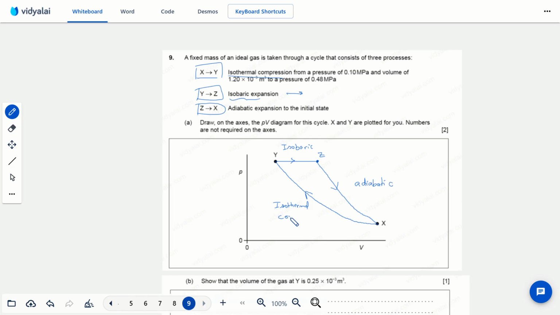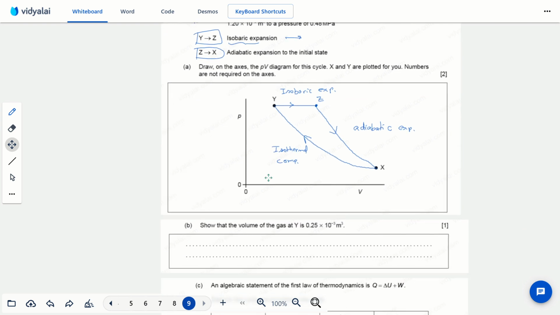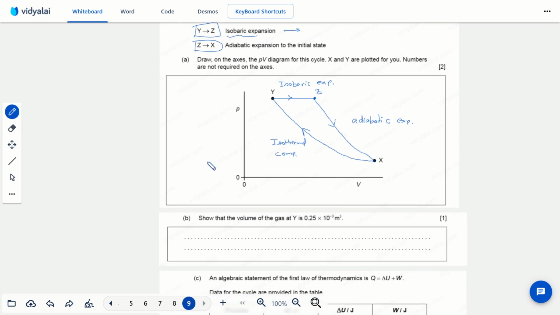Isothermal compression, expansion, expansion. Okay, so numbers are not required, and we didn't have to write all these things down, the names of the processes, but I think it will be more useful for me further down the line in the same question.